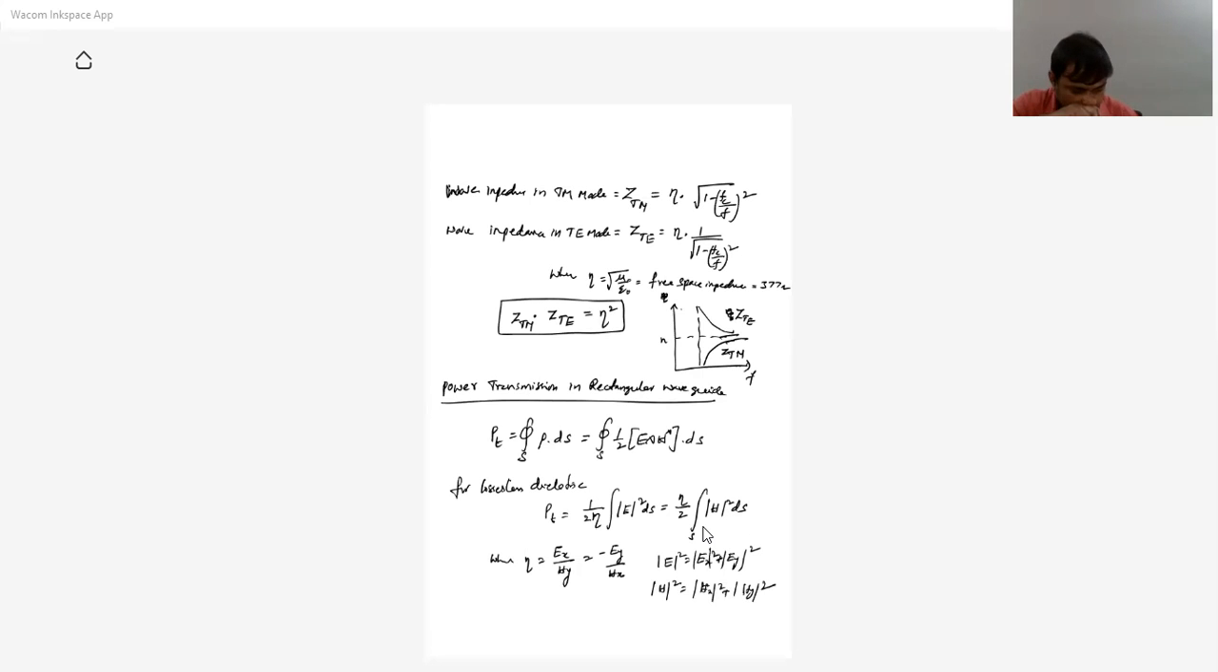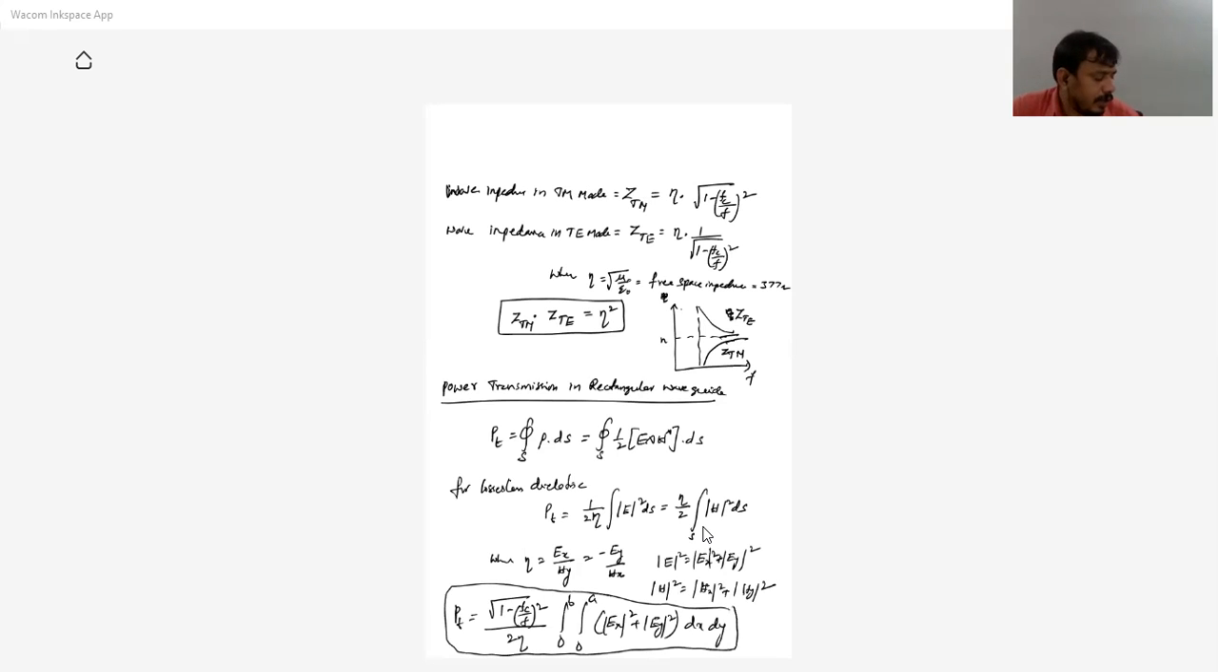So simply you can write PT is equal to root of 1 minus Fc by F whole square, by 2 into eta, integral 0 to B, integral 0 to A, Ex square plus Ey square dx into dy. So this is the power transmission in the rectangular waveguide.